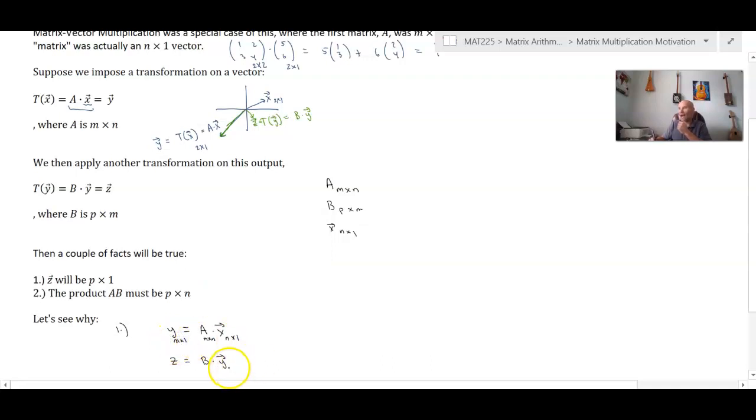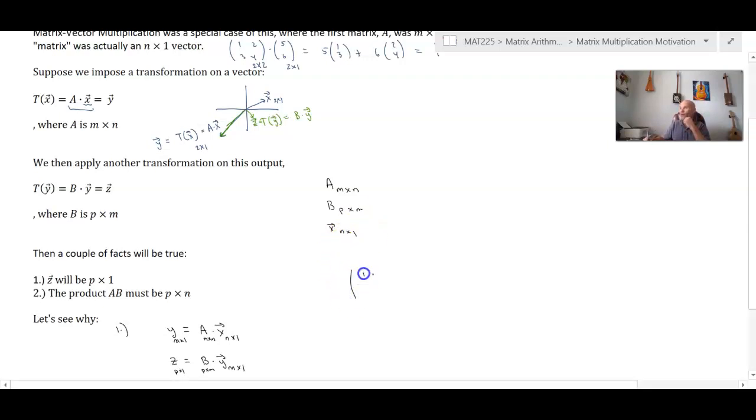Now, since y is m by 1, and B is P by M, well, that means that we're going to have z, which will be the number of rows in B, and one single column, it will be P by 1. Again, from what we know about matrix vector multiplication, the size of the output vector will be the number of rows in the matrix that it is multiplying.